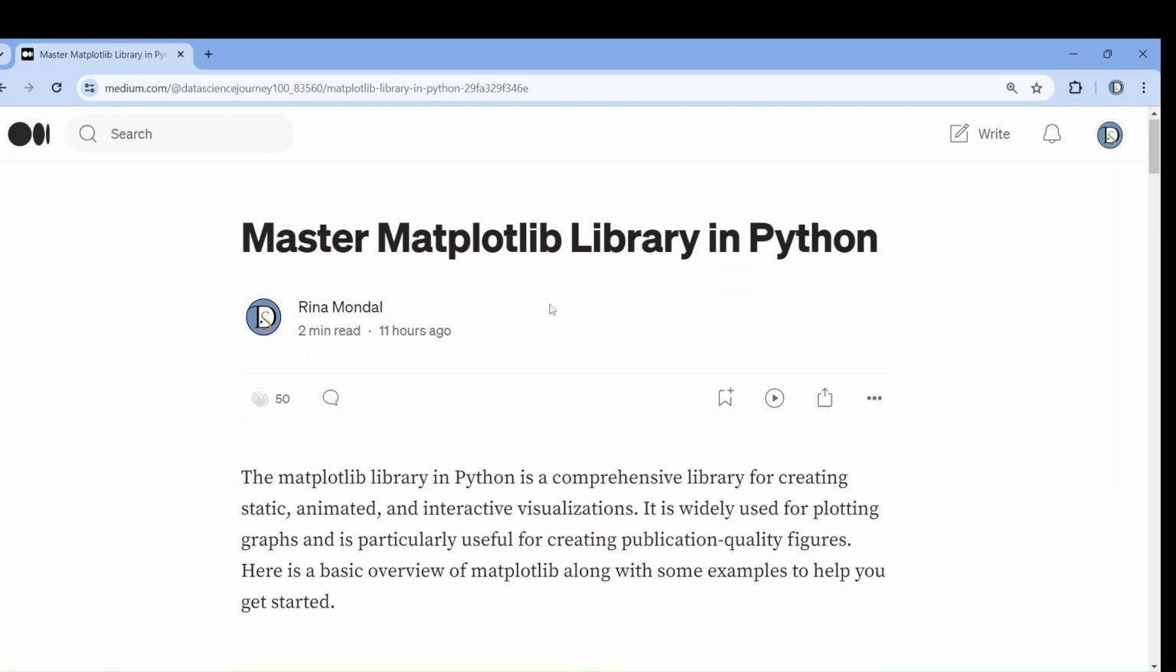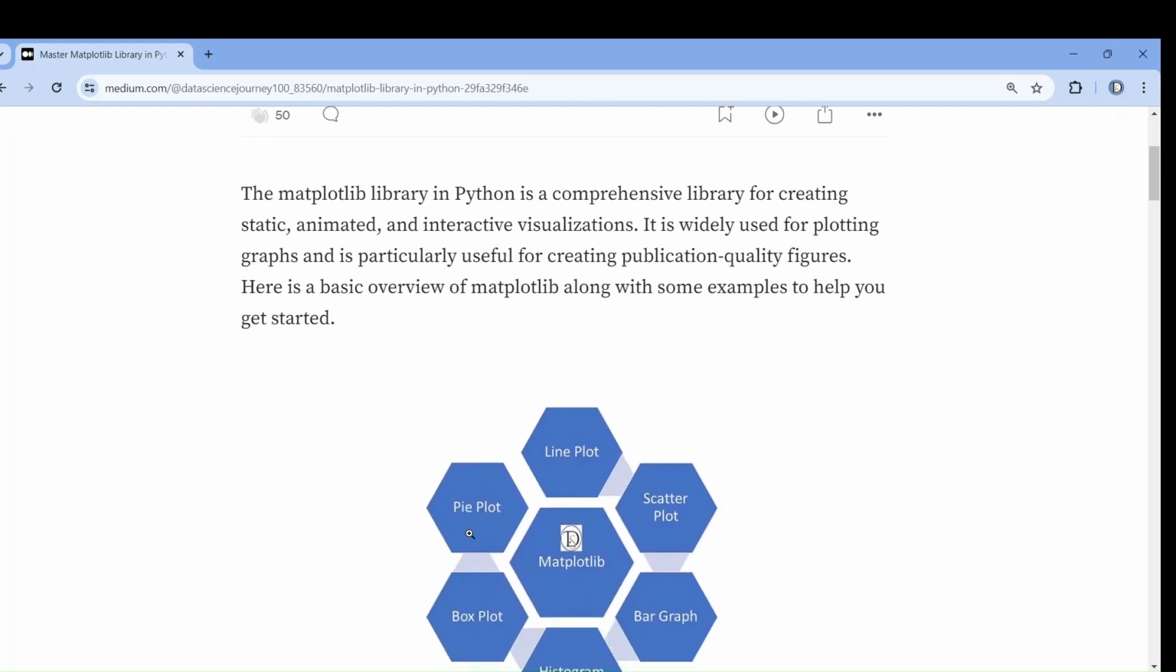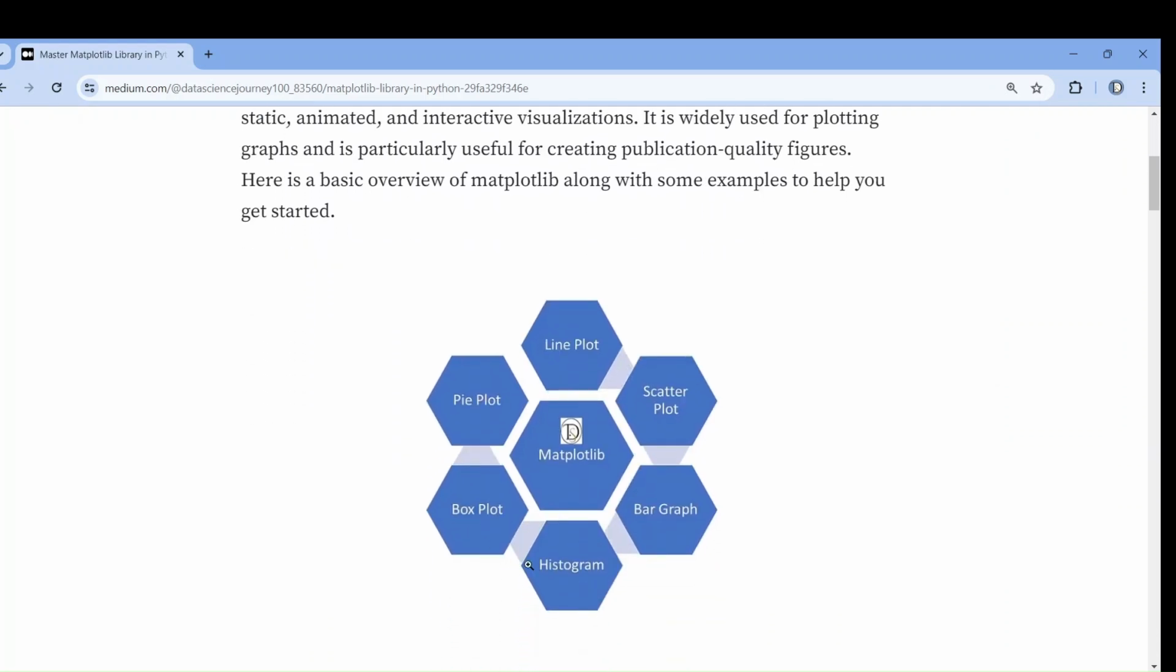So as of now, we have completed the Matplotlib library, and in today's session, we are going to revise the concepts we have learned. You can see the graph. We have learned about all these things.